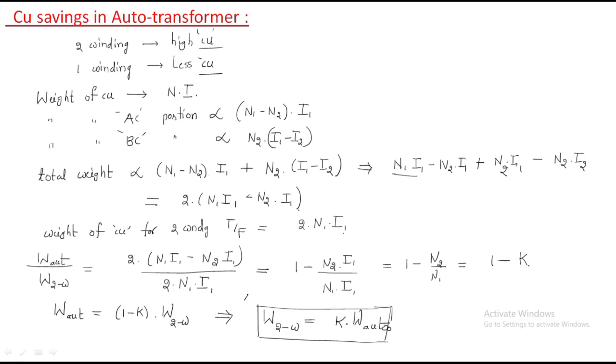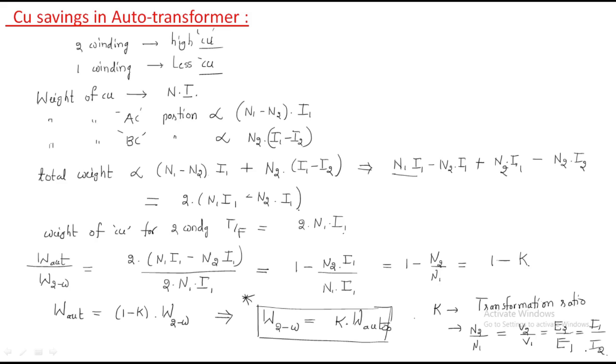So this is the procedure to do copper savings in the auto transformer. The most important thing is the weight of the two winding transformer equals k times the weight of the auto transformer. What is k here? K is the transformation ratio. What is the value of k? K is simply N2 by N1, V2 by V1, E2 by E1, equal to I1 by I2.